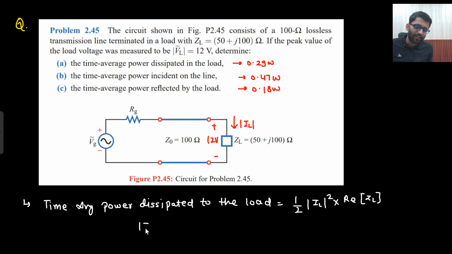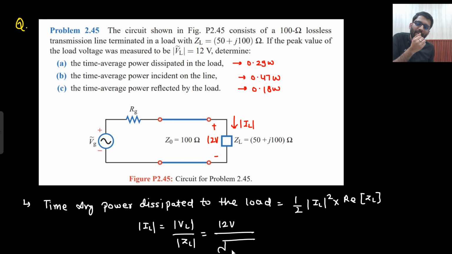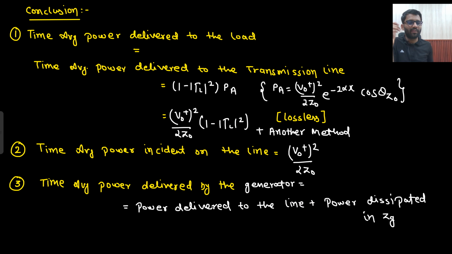So what is mod of IL? Mod of IL is mod of VL divided by mod of ZL. What is mod of VL? Mod of VL is 12, divided by mod of ZL. That would be the square root of 50 square plus 100 square. Right? So from here, this value I can put. What is the real part of ZL? The real part of ZL is 50 ohm. So have we done this calculation? Absolutely, we have done this calculation.